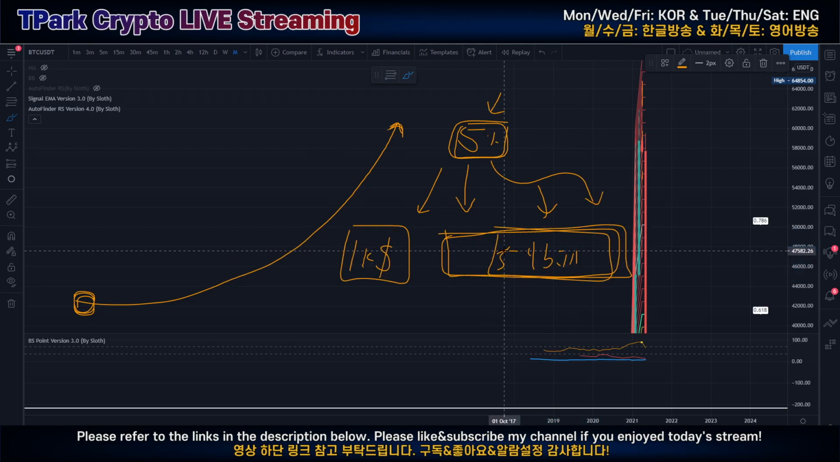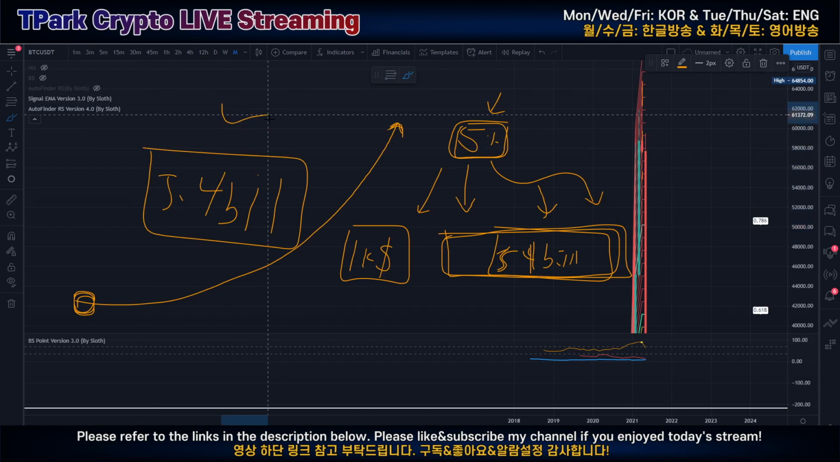Okay, so it's $54 billion. That's how much it is. I think it's dollars. It's either 5.4 billion or 54 billion. I know how much it is in Korean, but I can't really convert it into dollars right now in my head. But it's around there.